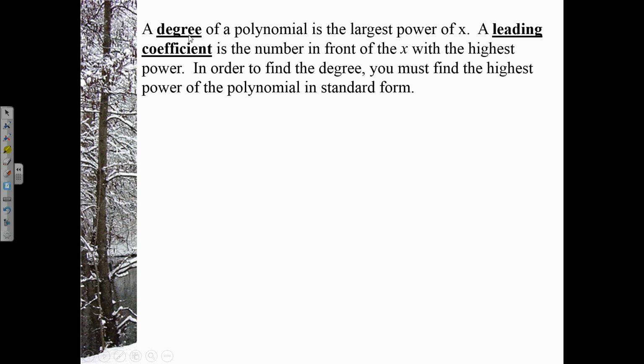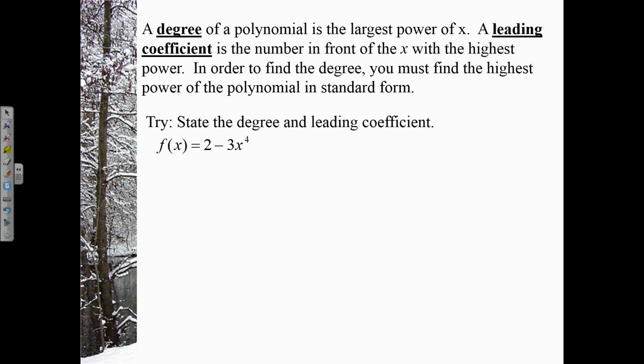We talked about this definition before. The degree of a polynomial is the largest power of x. The leading coefficient is the number in front of the x with the highest power. It does have to be in standard form in order to find the degree. So if you want to pause your video for a second and try to find the degree and leading coefficients of the 4 problems in your notes.